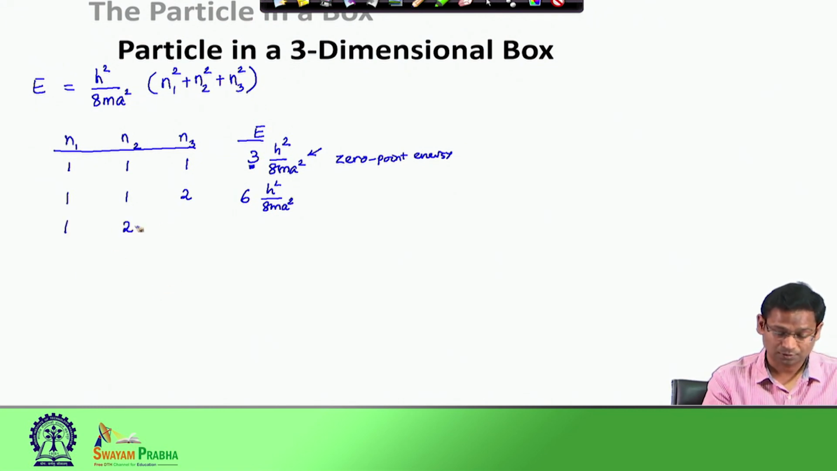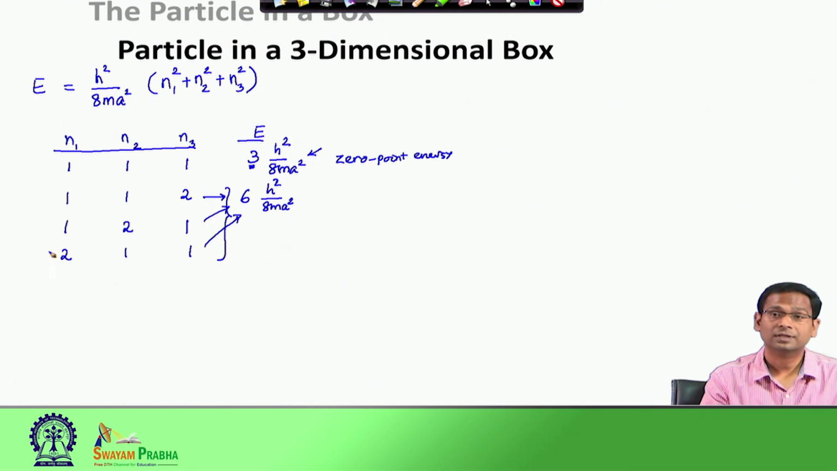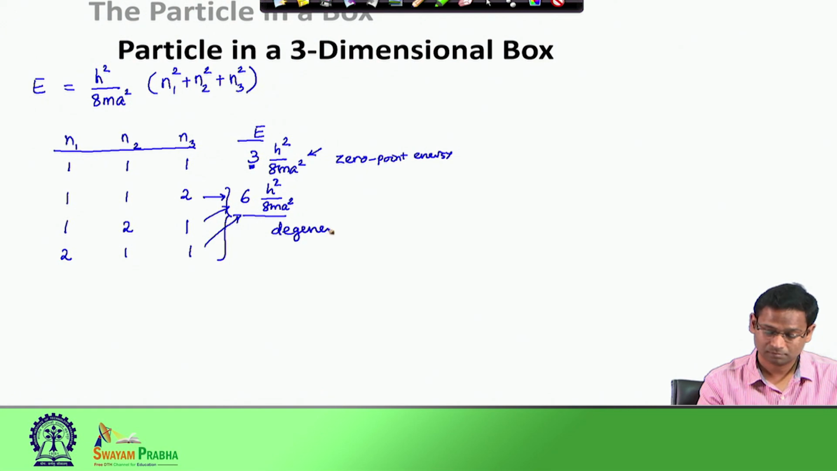I can also do 1, 2, 1, and you see the energy of this state is also the same, 6 h square divided by 8 m a square. There is one more function, 2, 1, 1, which also has the same energy. So now we see that we have three different state functions, represented by three distinct eigenfunctions, which have the same eigenvalue. This is a case of degeneracy. So, we see that this energy level is threefold degenerate.